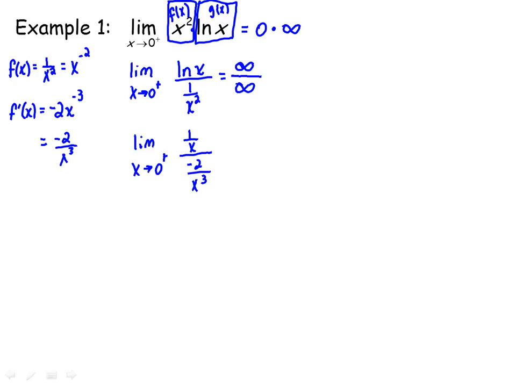Okay, so we applied L'Hopital's rule. Are we going to apply the limit? If you do, you're going to get infinity over infinity again, right? Because look at it. You have 1 over 0, which is infinity on top, and then you have negative 2 over 0, which is infinity on bottom, so you still have your indeterminate form. So what can we do?